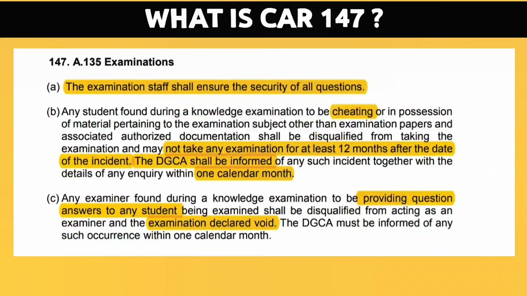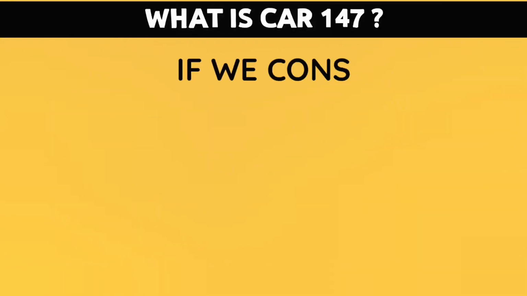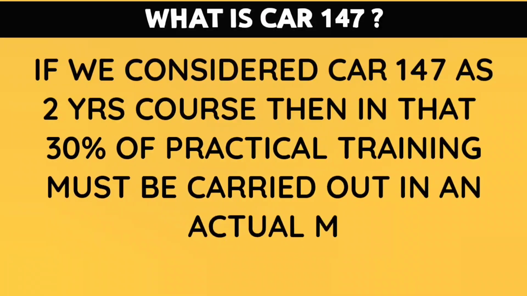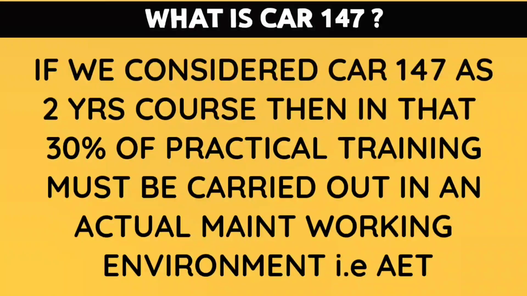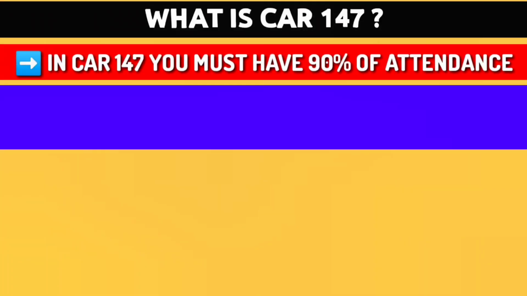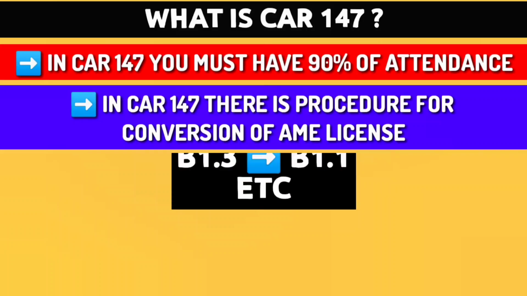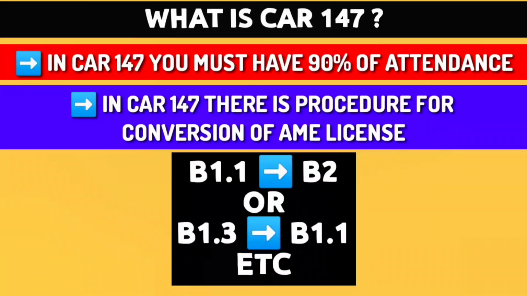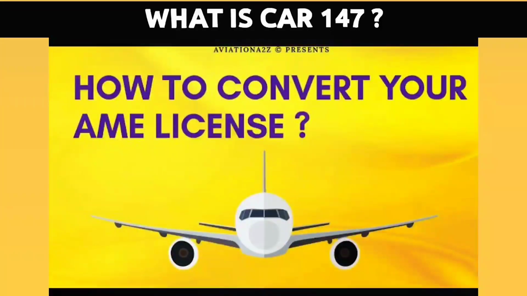A dedicated section for it is also provided. If we consider CR 147 as a 2 years course, then in that 30% of practical training must be carried out in an actual maintenance working environment, that is AET. In CR 147, you must have 90% of attendance. It also has conversion procedures. If you want to convert from B1.1 to B2 or B1.3 to B1.1, then you must follow it. We have already made a video on how to convert your AME license, so please check it out. Link of that video is provided in description.